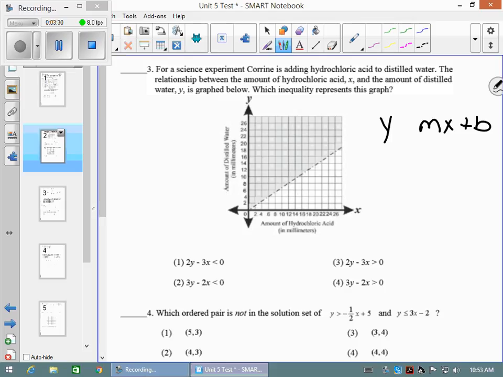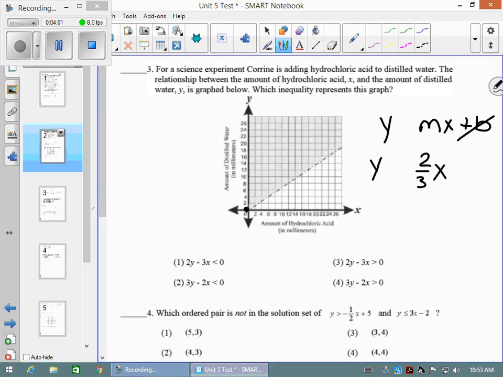So if we look, our y-intercept is 0, so we're really not going to have a b, because that's going to be a 0. And if we look at our slope, we're going up 2 and over 3. So this is going to be y, we're not sure what our symbol is, but we know we're going to have 2 over 3x. So in order to find what inequality symbol that is, well, I can narrow it down. I know it's either going to be less than or greater than, because I have a dashed line.